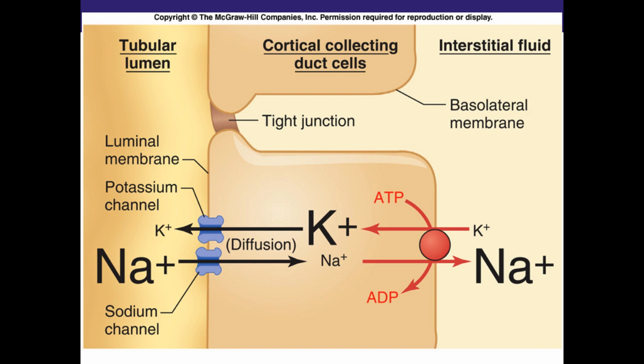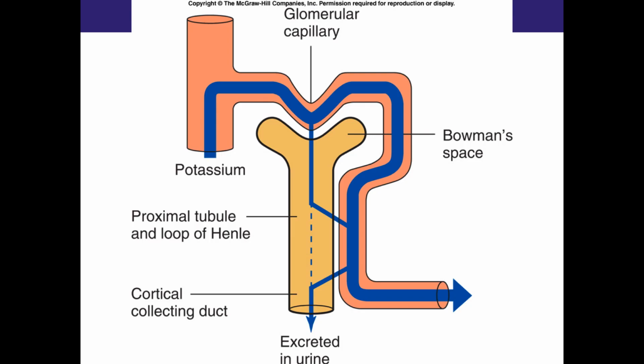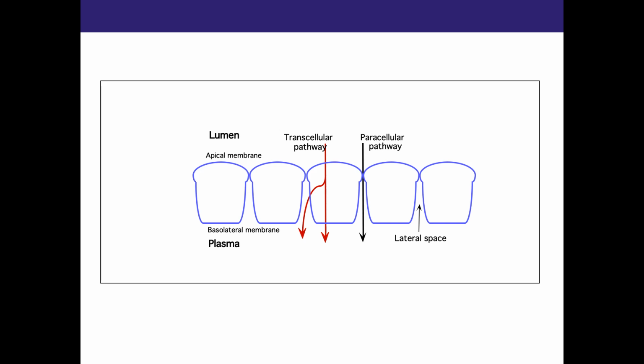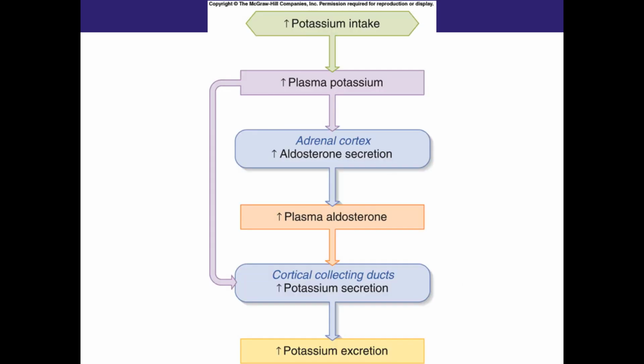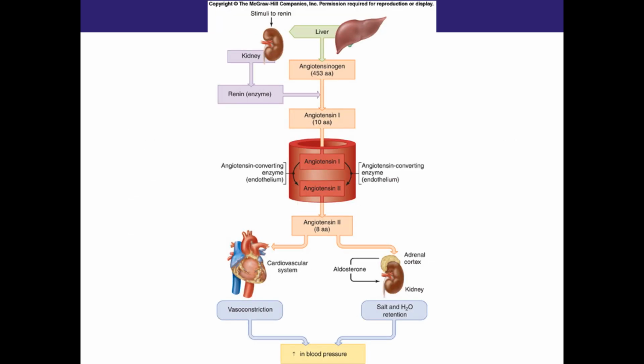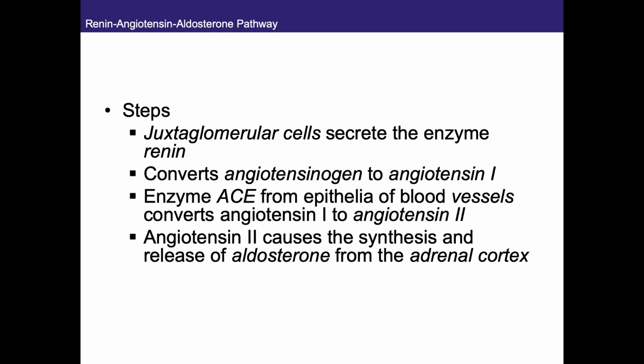Take-home message here, again, just like with our severe dehydration: in the face of low blood pressure, renin is going to be released. It does this by a couple of different mechanisms. It's actually secreted in response to those baroreceptors in the juxtaglomerular cells, those greenish cells that are surrounding the afferent arterioles in the kidney. They are actually baroreceptors, so when they detect low blood pressure, they secrete renin.